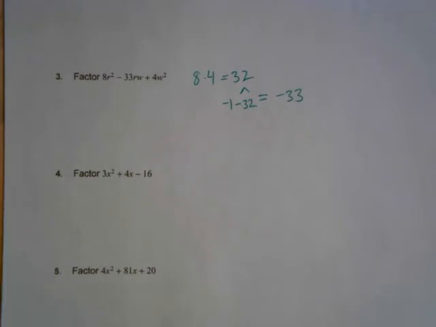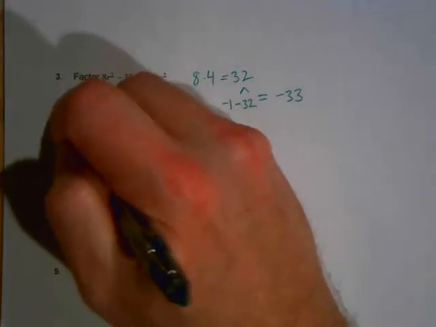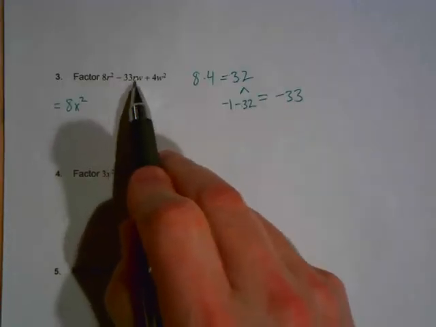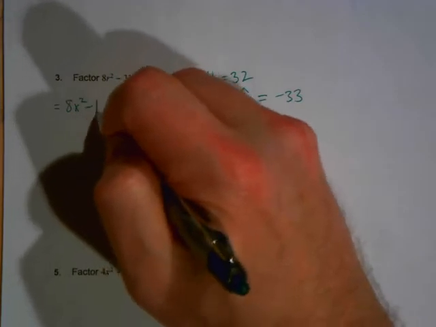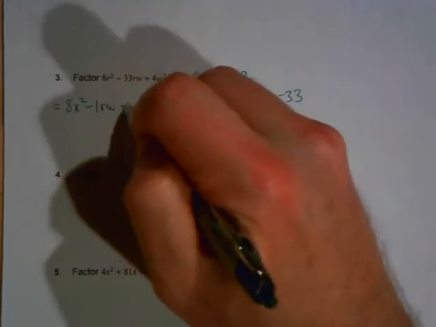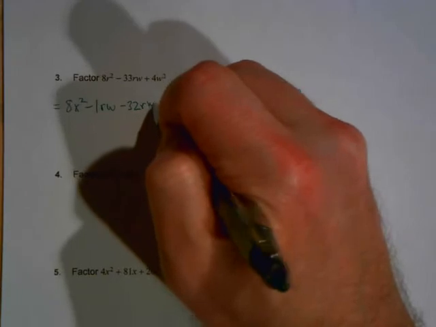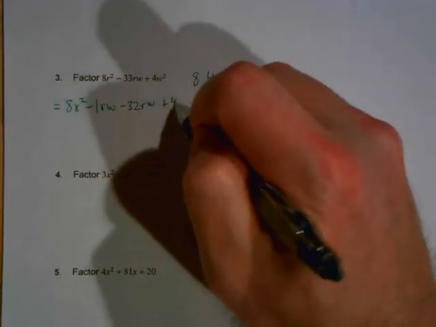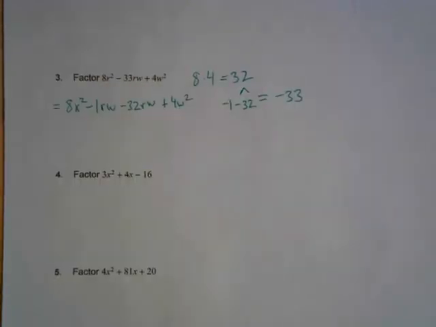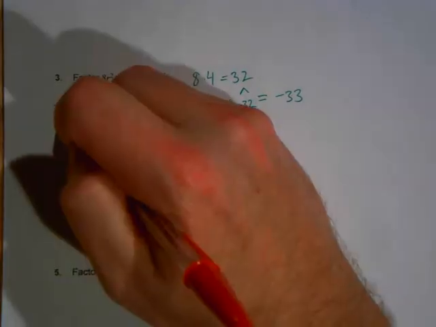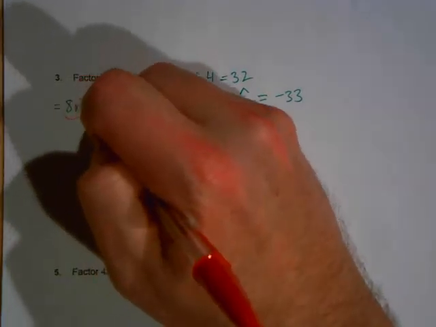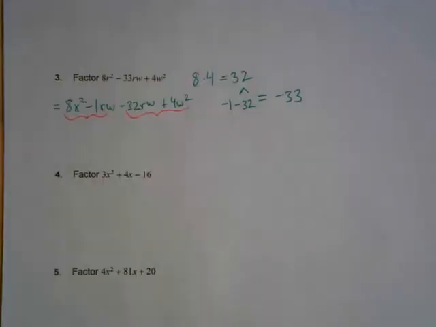So I come back here, and I go 8x squared. Instead of this minus 33 RW, I'm going to use a minus 1 RW and a minus 32 RW, and then I still have the plus 4W squared on the end. Once again, the whole advantage of doing it this way, we split into 4 pieces. Once we split into 4 pieces, we know what to do. Take out common factors.